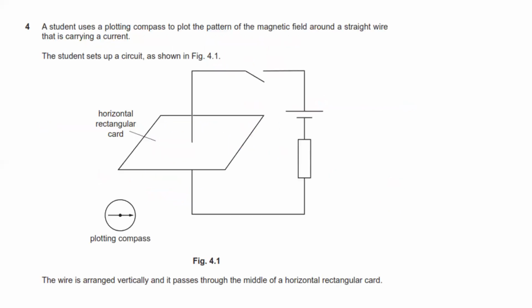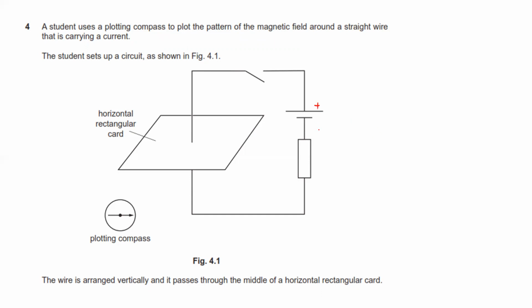Okay, then question number 4, the last question for this exam, says a student uses a plotting compass to plot the pattern of a magnetic field around a straight wire that is carrying current. The student sets up the circuit as shown in figure 4.1. Notice the wire is arranged vertically and passes through the middle of the horizontal card.